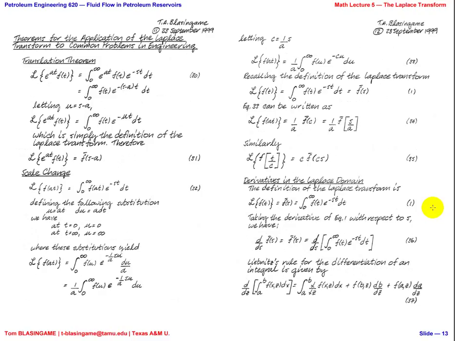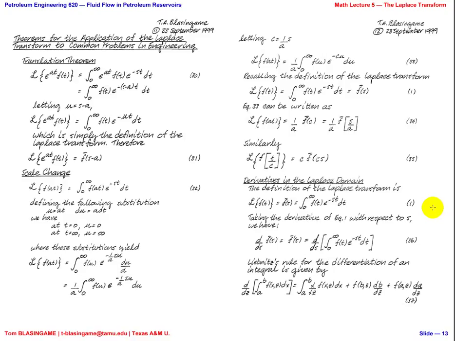These are some properties of the Laplace transform. If you have a function that is multiplied by an exponential of some constant times t, this is called the translation theorem, and the Laplace transform of a function of this shape is going to be the Laplace transform of the function, but evaluated at s minus a. There are many properties here, like three or four examples.